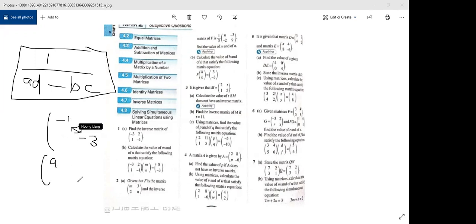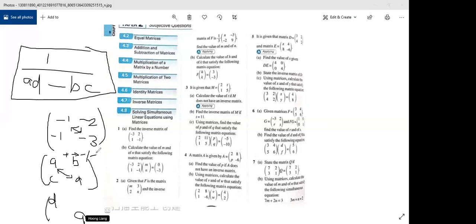And then BC, they will be negative. Positive will become negative, negative will become positive. So you can see, swap places: AD will become DA. For BC, positive becomes negative, negative becomes positive. So in this case, BC will become negative B, negative C. So the inverse matrix will get this one.